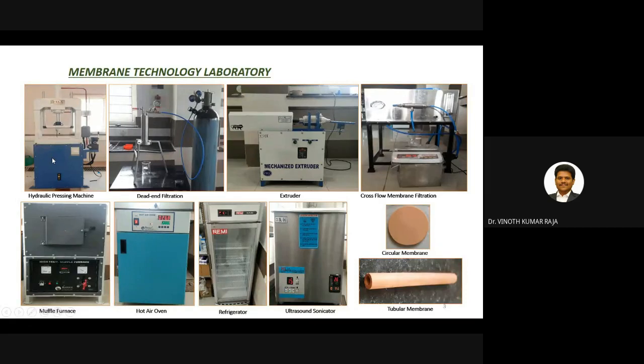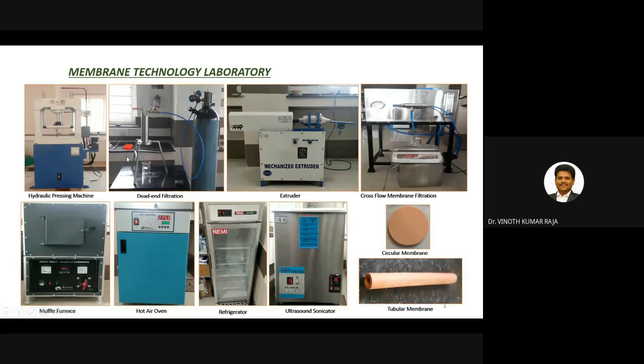With this pressing machine, the material can be kept here with the mold, and the material can be compacted. Further, you need to have that hot air oven to dry it. Then you also need to have the muffle furnace. The ultrasonicator is also used for removal of unsticked particles on the membrane. So these are the major equipment for making this membrane: the hydraulic pressing machine, hot air oven, and muffle furnace. These are the three major equipment for making this circular shaped membrane.